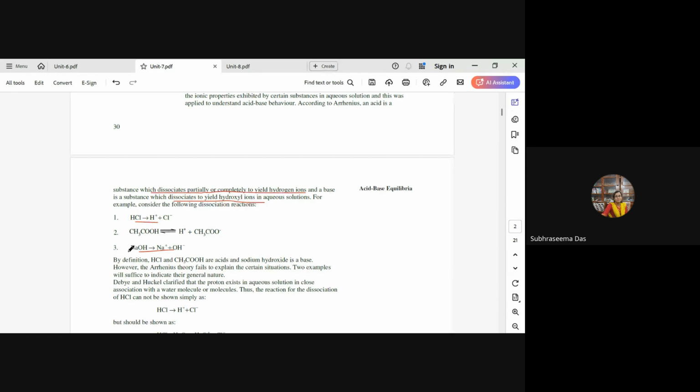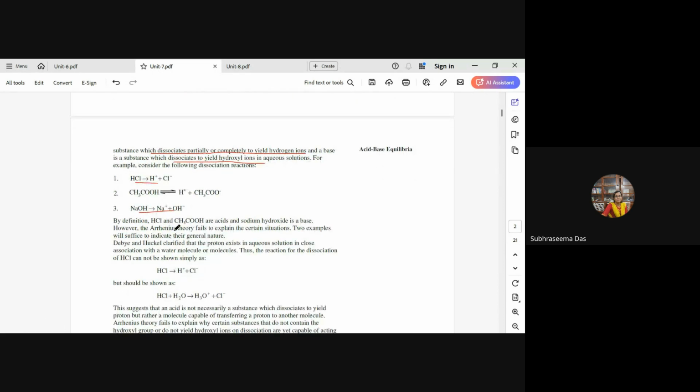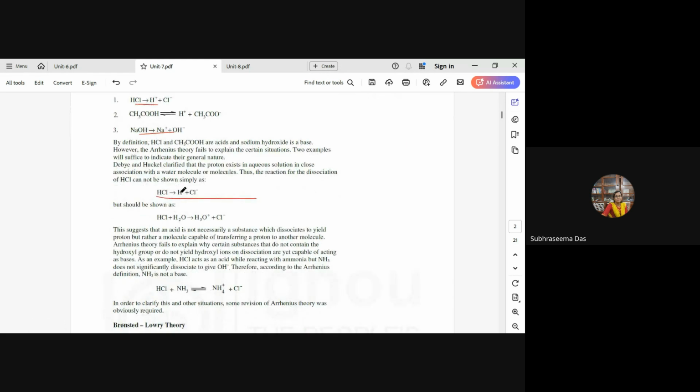Debye and Huckel clarified that the proton exists in aqueous solution in close association with water molecules. According to them, the dissociation of HCl should be shown as HCl plus H2O giving hydronium ion plus Cl minus. When we apply Arrhenius theory to this equation, HCl is not an acid because no H plus ion is present. Thus Arrhenius theory fails here.